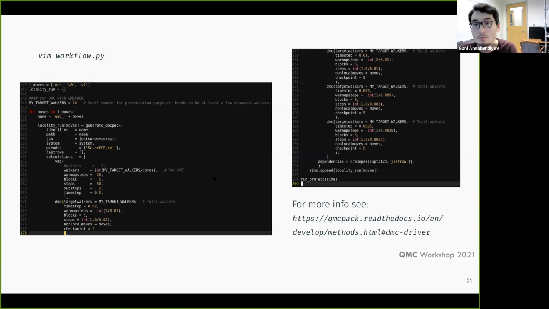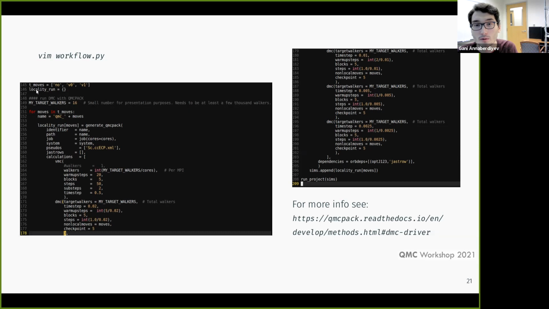Okay, so with that, we've optimized a good quality Jastro. Now we would like to run the DMC on this atom. In particular, here I want to show 3 different kinds.